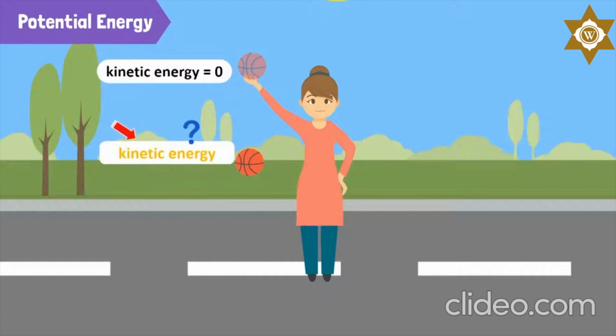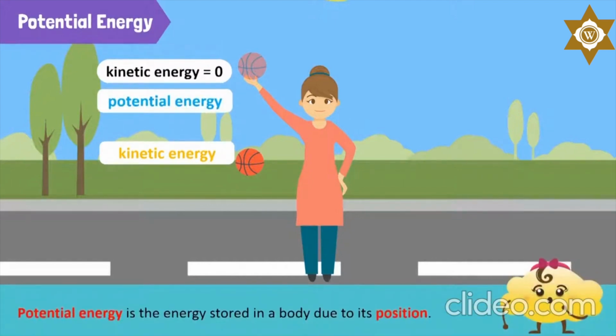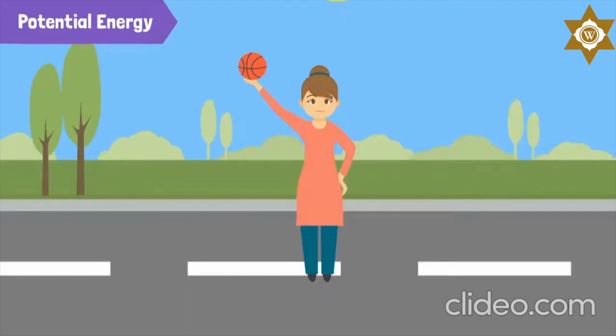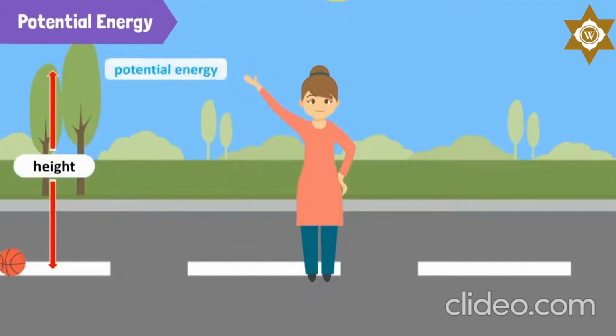Where does this kinetic energy come from? This energy, which is stored in the ball, is called potential energy. Potential energy is a form of energy stored in a body due to its position. Let's have a closer look. Here, the position is the ball's height from the ground. When you release it, the potential energy converts to kinetic energy.